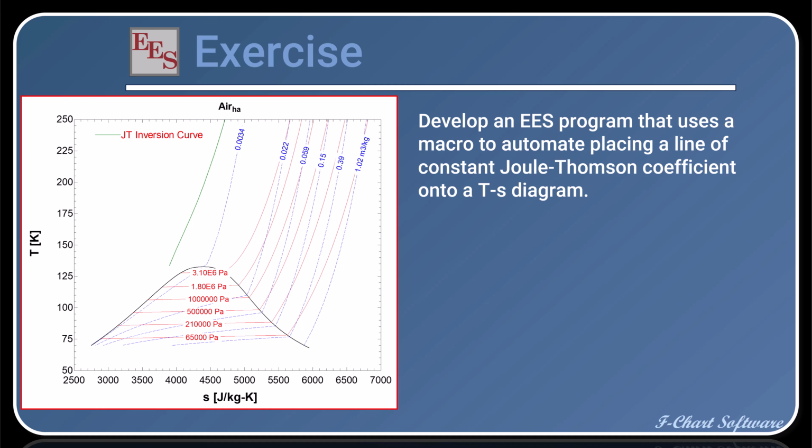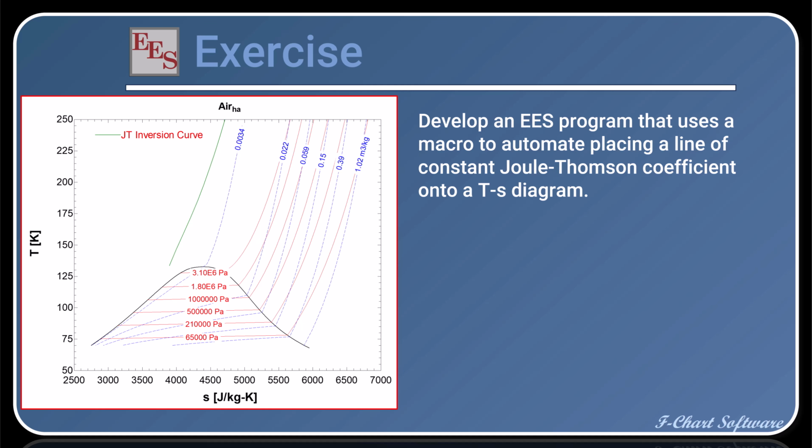This is the fluid air HA, and it's a TS diagram, and EES can put onto these plots the vapor dome as well as lines of constant other properties like pressures or specific volumes. What this exercise asks you to do is build a macro with an EES program that automates the process of putting on this same kind of property plot a line of constant Joule-Thomson coefficient.